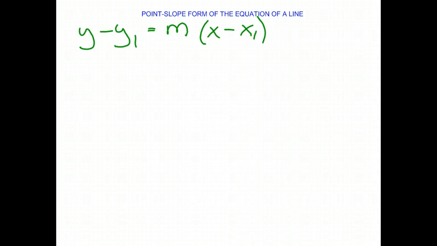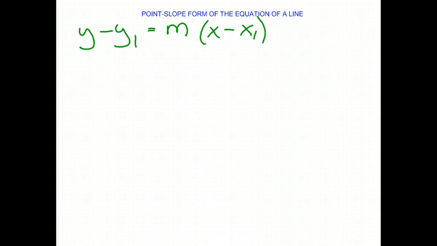Where'd it go? Do you remember what I said? It was nothing but the definition of the slope in a different form. The different form being y minus y1 equals the slope times x minus x1.